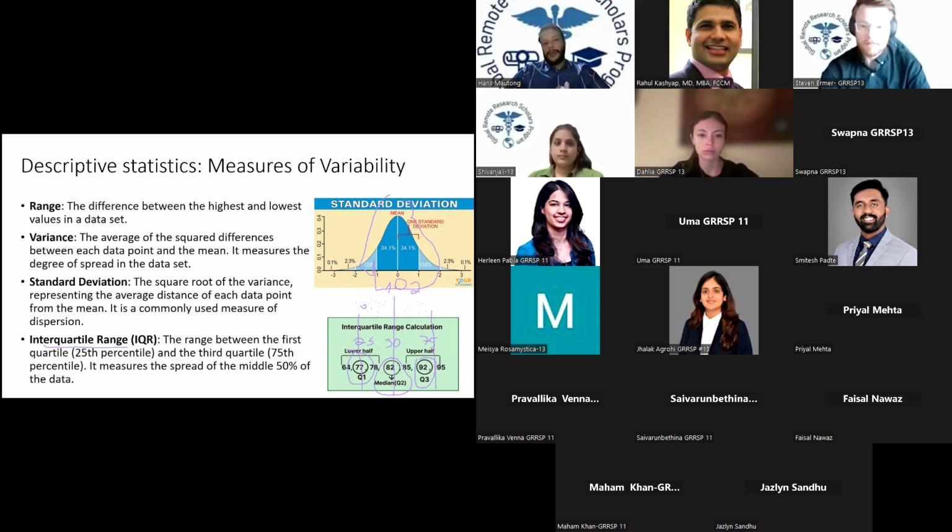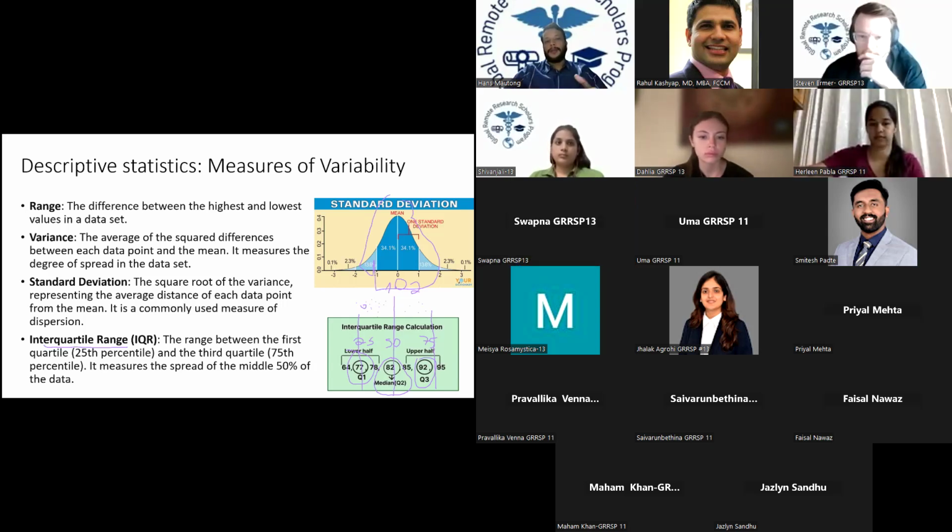But why do we use one or the other? Basically, the standard deviation and the mean work better when describing normally distributed data, and the median and interquartile range work better when describing non-normally distributed data, and we will see that in a second.